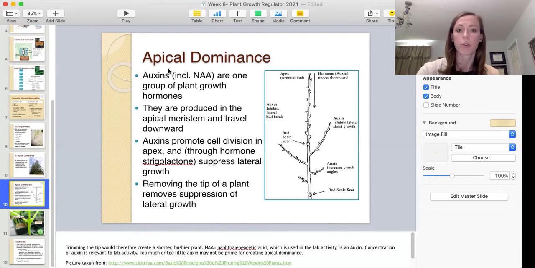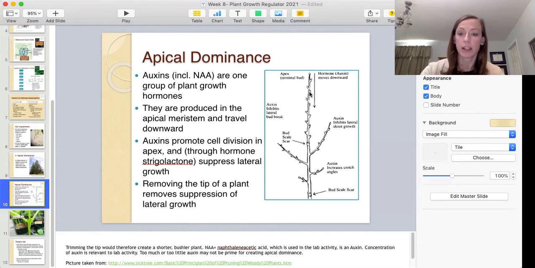These are plant growth hormones. The one that we are going to be using as an auxin in lab this week is naphthalene acetic acid, and we're just going to call it NAA for now. These auxins are produced in the apical meristem, at the very tip of the main stem, at the apex, and travel down towards the base of the stem.